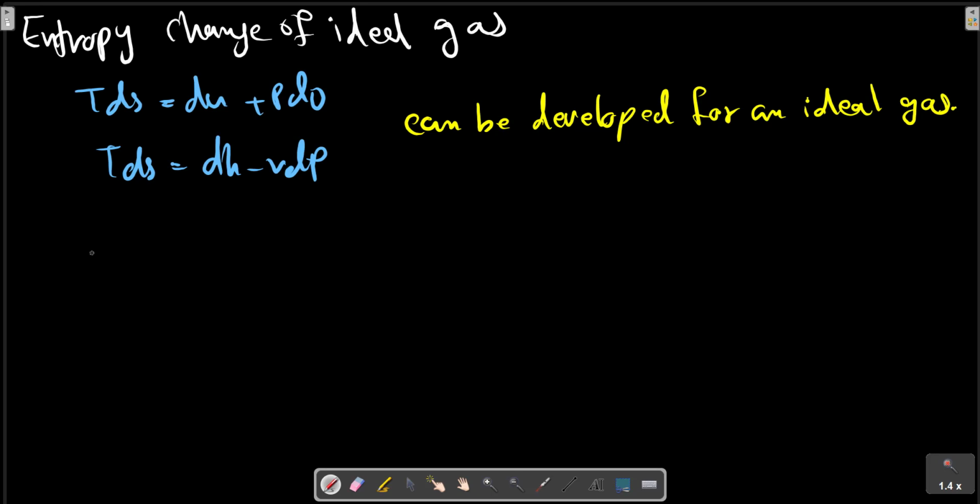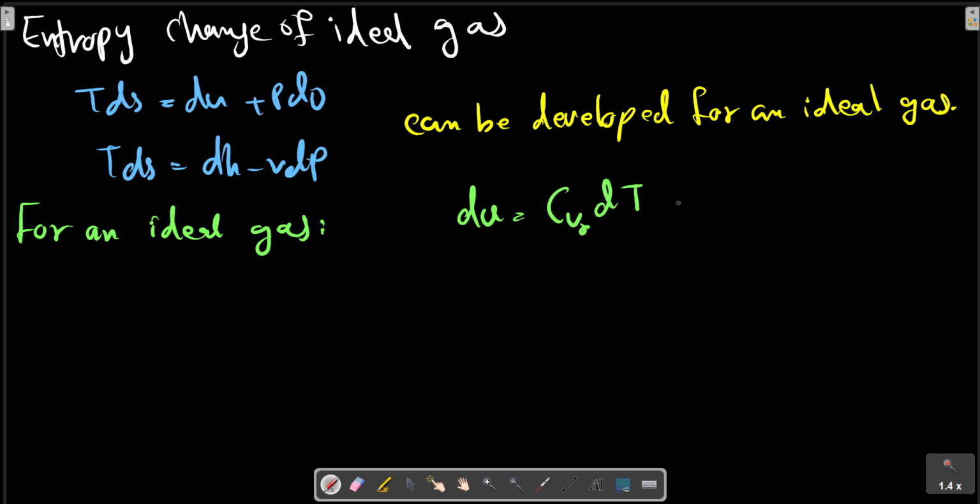T ds, for an ideal gas we have, where Cv0 denotes the ideal gas specific heat, and we have this relation.